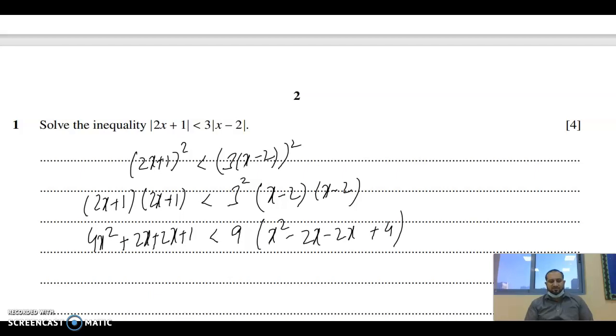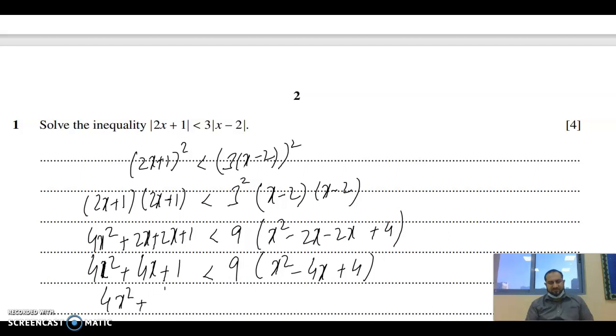From here, this can be simplified to 4x squared plus 4x plus 1, and then this will be 9 times x squared minus 4x plus 4. Further simplifying, 4x squared plus 4x plus 1 is less than 9x squared minus 36x, and 9 times 4 is 36.